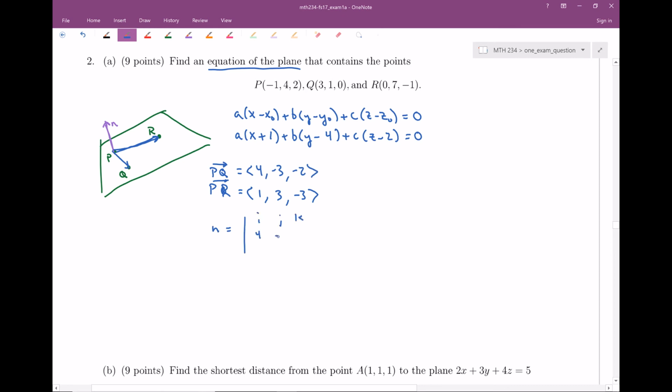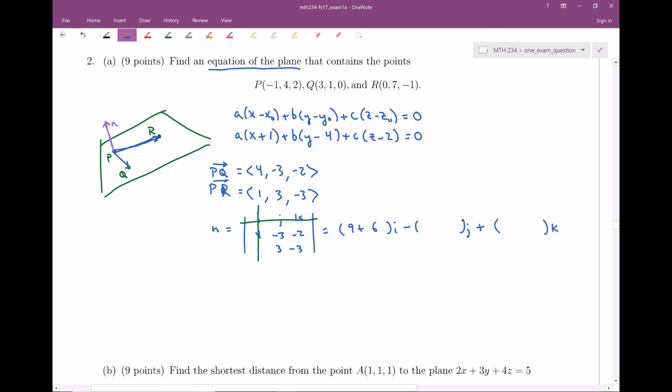I'm going to have 4, -3, -2, 1, 3, -3. And when I take that cross product, I'm going to have stuff with i's, minus stuff with j's, plus stuff with k's. Let's go ahead and do that. I'm going to cross off the first column and the first row. When I take the cross product here, I'm going to have 9 minus a -6, so that's going to be plus 6.